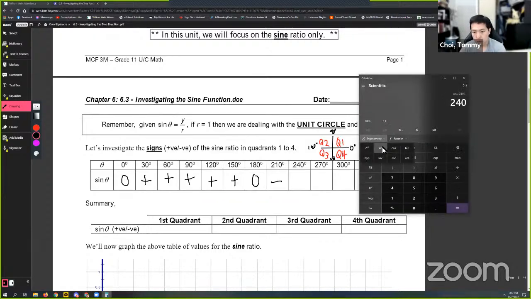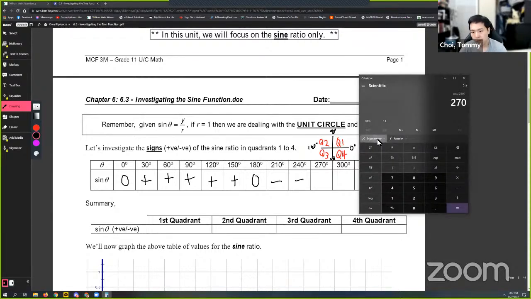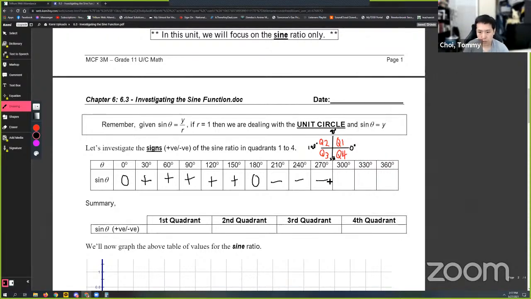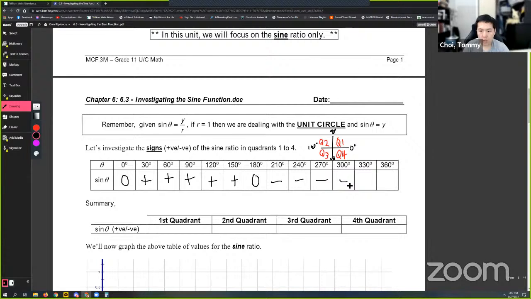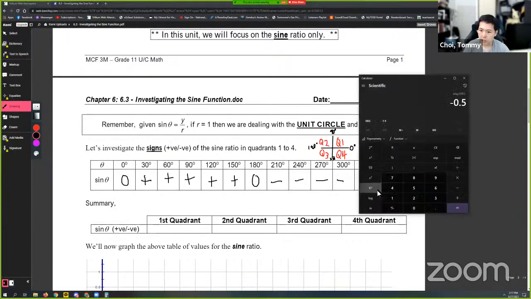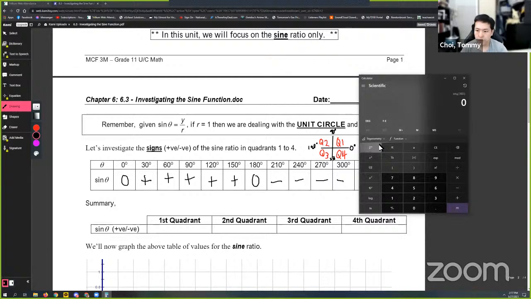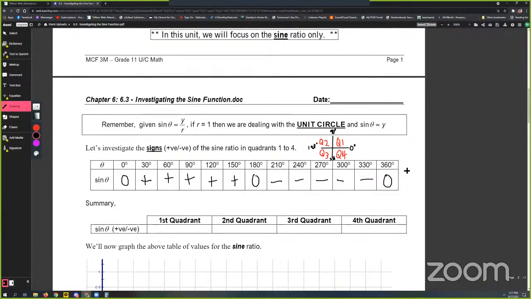240 would give us a negative number. 270 would give us a negative number. 300 degrees would give us a negative number. 330 would give us a negative number. And 360 will give us 0. Anyone see a pattern here? The bottom quadrant. When it gets to 0, it changes the sign.